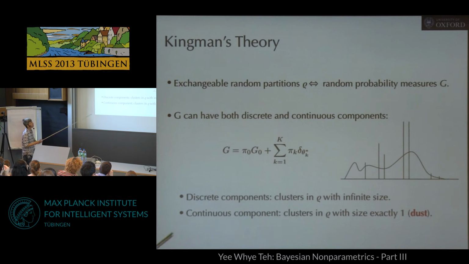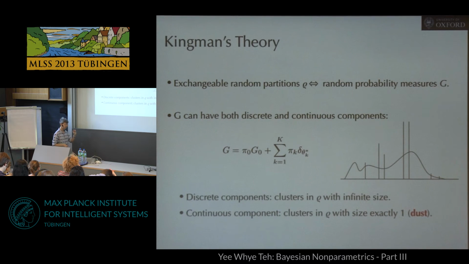Interestingly, this random probability measure can contain both discrete and continuous components. Here I describe G as a linear combination of discrete components, of which there could be a finite or infinite number, and a continuous or smooth component. The discrete components correspond to clusters in our random partition with infinite or unbounded sizes, while the continuous components correspond to clusters in rho with size exactly 1.